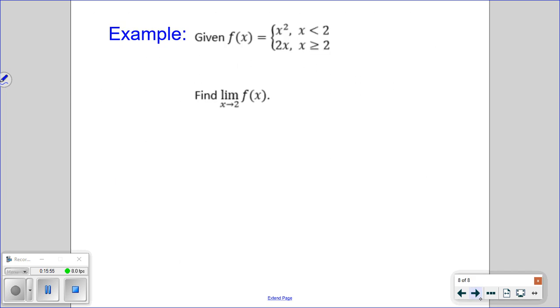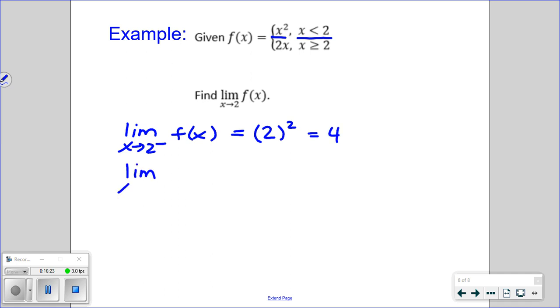All right, let's look at one last example. Same idea, we're given a piecewise function, we're evaluating a two-sided limit. The limit is x approaching 2, so we're going to start with our one-sided limits. So if x is approaching 2 from the left, that's when x would be less than 2, so we're going to plug into the x squared. 2 squared is going to equal 4.